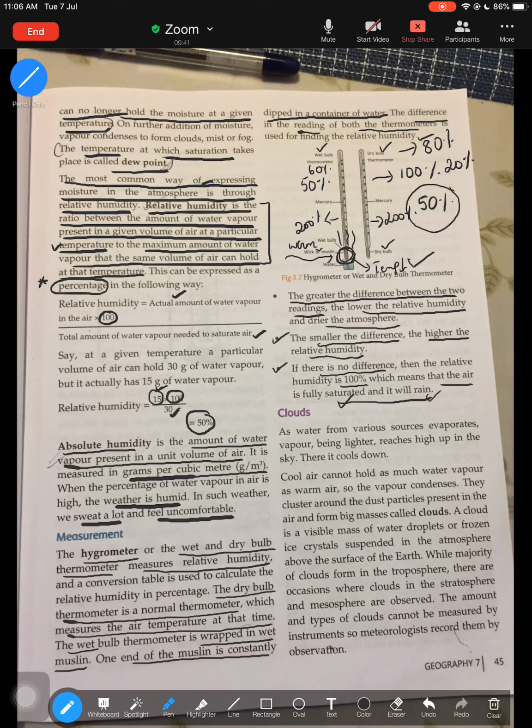So that is about humidity. We've learned what humidity is: the amount of water vapor present in the air. We learned that warm air can hold more water vapor than cold air. When the air cannot hold water vapor, we say that the air is saturated. The temperature at which saturation takes place is called the dew point. Relative humidity is the most common way of expressing moisture in the air. There's also something called absolute humidity.